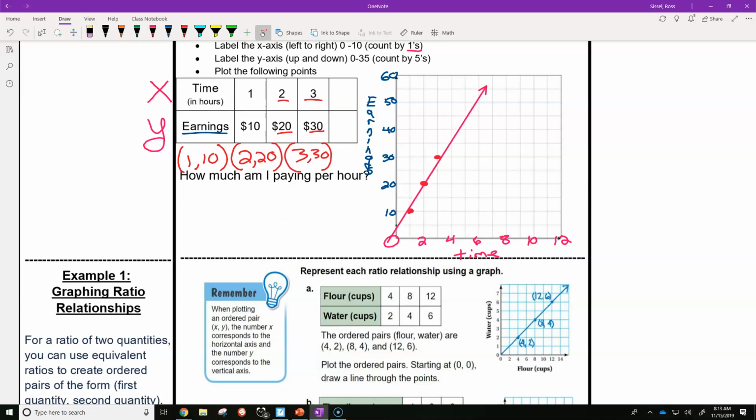Now, once I have this, I need to do the best job I can to make a straight line. Now, I will tell you, whoever said ruler, you're absolutely right.